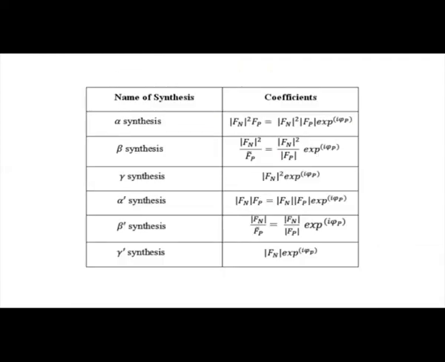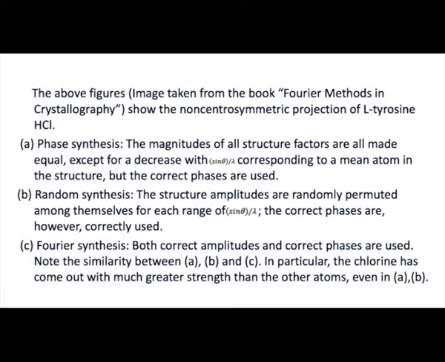This shows the importance of the phases. Okay. So, whatever I have shown in the graph, these are the non-centrosymmetric projections of L-tyrosine hydrochloride; you can find it in the book. First is known as the phase synthesis, where the magnitudes of all structure factors are made equal except for a decrease with sin theta by lambda corresponding to a mean atom in the structure, but correct phases are used. B denotes random synthesis: the structure amplitudes are randomly permuted among themselves for each range of sin theta by lambda; the correct phases are however correctly used.